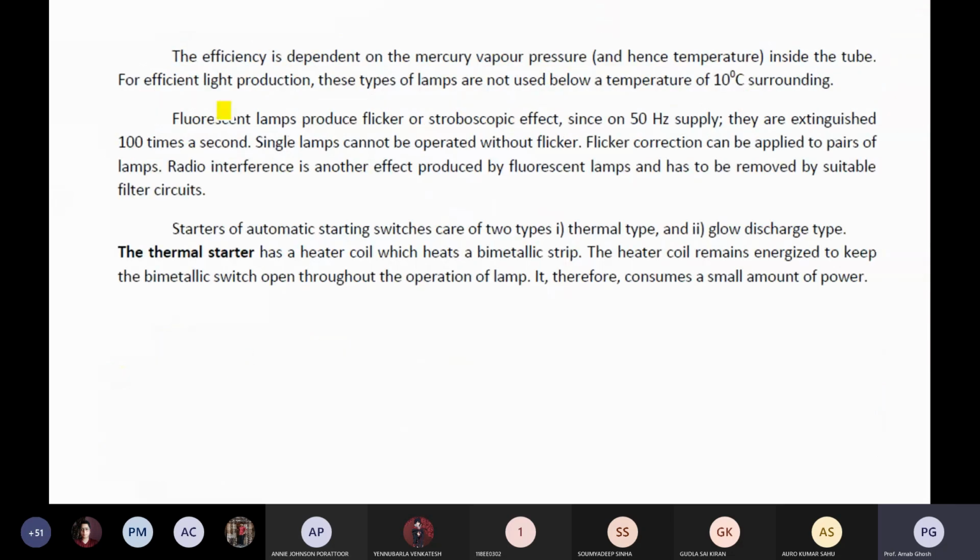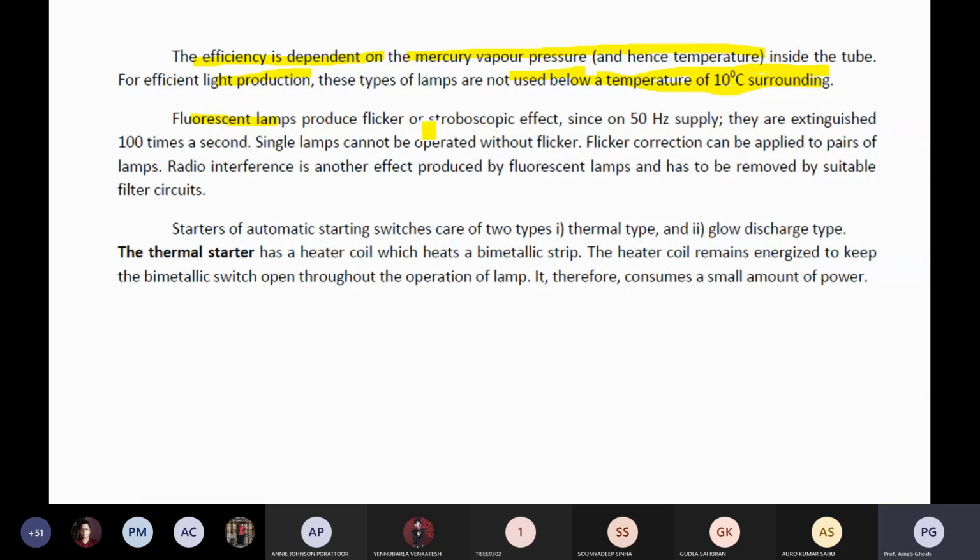Okay, so the efficiency, basically what is the important thing, is the efficiency of the mercury vapor lamp. Hence the temperature of the tube for the light production. In this case the bulb temperature is 10 degrees above the surroundings. If you compare the efficiency with the temperature, that is more in the case of a tungsten lamp. Okay, better in efficiency.